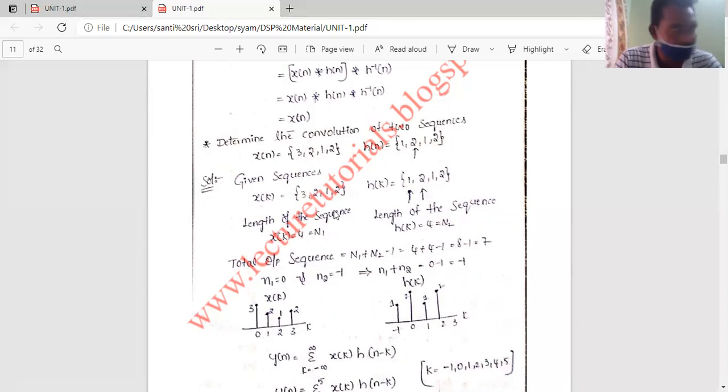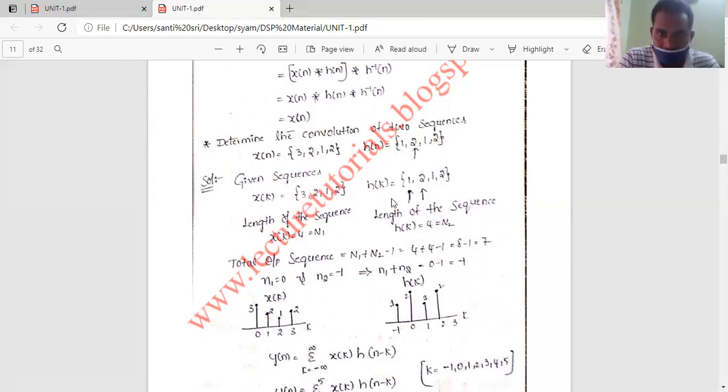So here the sequence number is 4, here its sequence number is 4. 4 plus 4 minus 1 is the total output sequence. Okay, next coming to the n1. N1 is 0. 0 means it is started at here. It is started at here means it is 0.